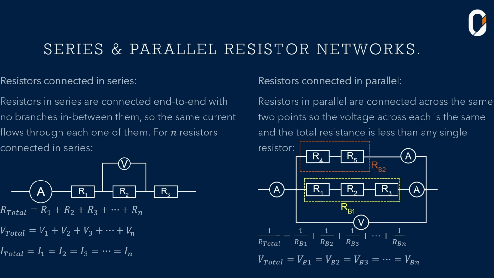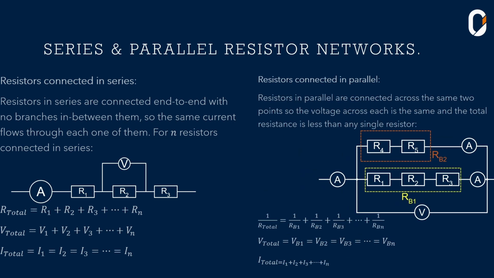And we know that V total is equal to voltage of branch 1, voltage of branch 2, voltage of branch 3 up until voltage of branch n. That is, the voltage is the same across all resistors in parallel. And lastly, the current is equal to I1 plus I2 plus I3 up until In. That is, the current is not the same, it's divided in between resistors in parallel.